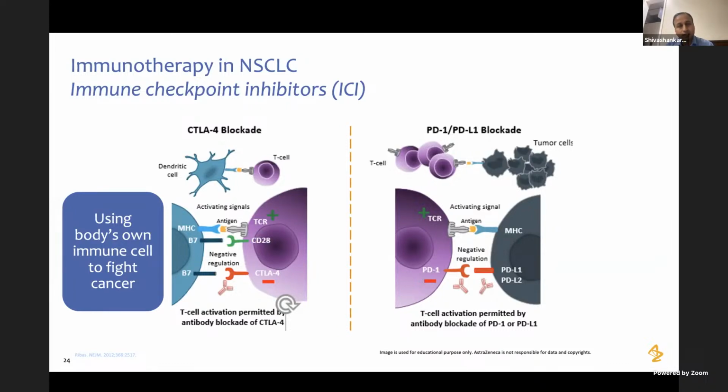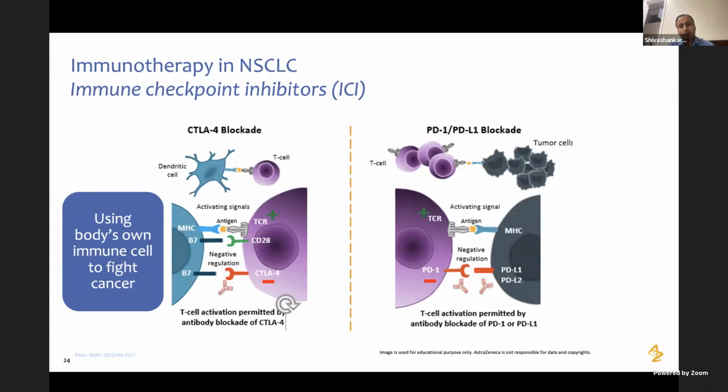Apart from targeted therapy, we have something called immune checkpoint inhibitors. We have got approval across so many drugs: pembrolizumab, atezolizumab, nivolumab, ipilimumab, durvalumab, avelumab, cemiplimab. Many drugs have already made their indication in the management of non-small cell lung cancer. Both CTLA4 blockade and PD1, PDL1 blockade have shown significant improvement in both progression-free survival as well as overall survival, and also improvement in the response rates.